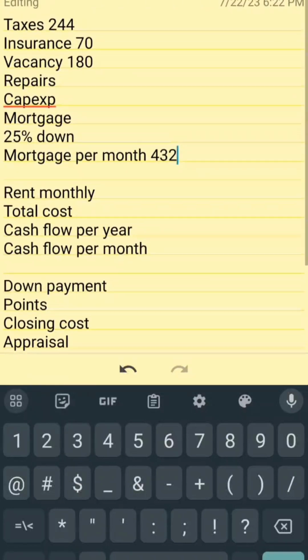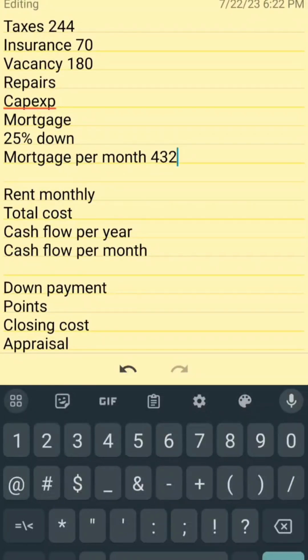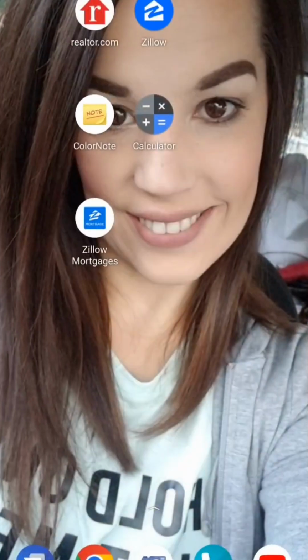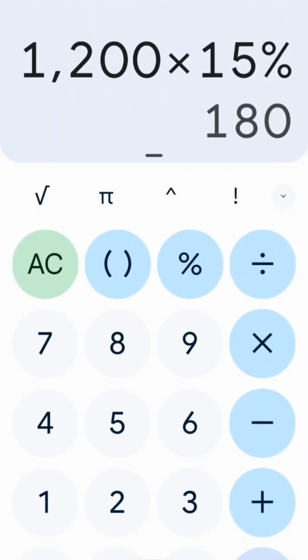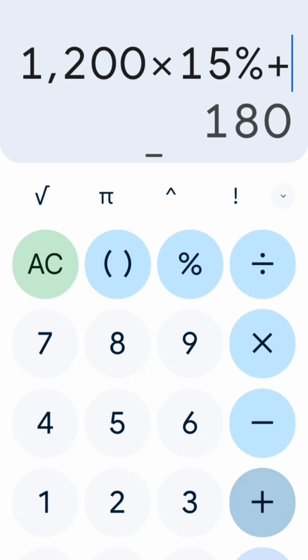Now the next step is we want to add up all of these numbers to see what the total cost for the property will be per month. So we'll get our calculator. We already have the 180. We will start.